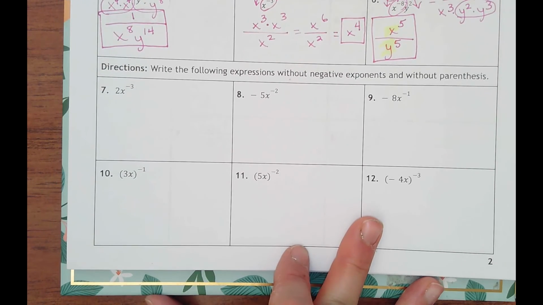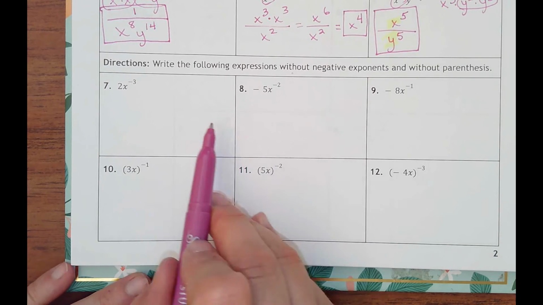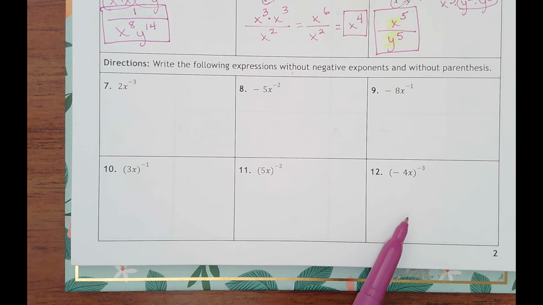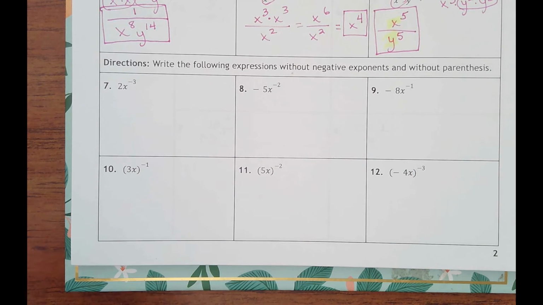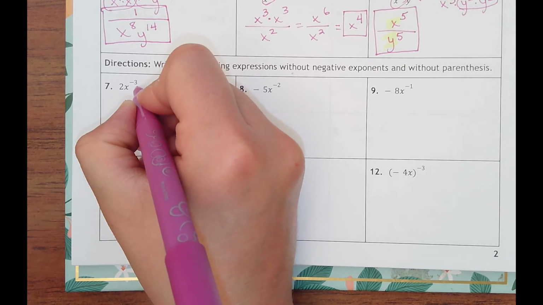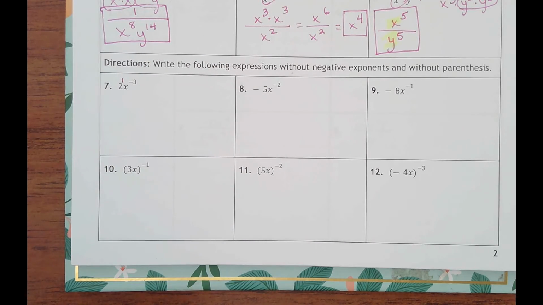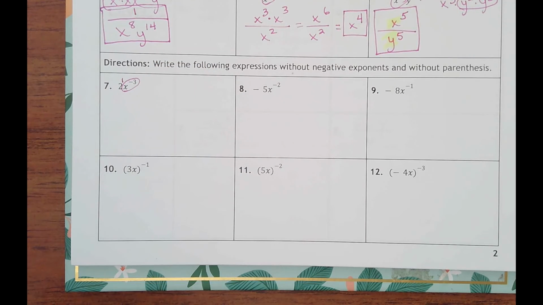Okay, and then the second part of this is write the following expressions without negative exponents and without parentheses. So if you look at this, 7, 8, and 9 are similar in that they don't have parentheses at all, whereas 10, 11, and 12 do. So the top 3 will go together, the bottom 3 will go together. On number 7, I need you to know that 2 is not to this power. 2 is really to the first power. It has nothing right after it. Only the x is to that negative 3rd power.